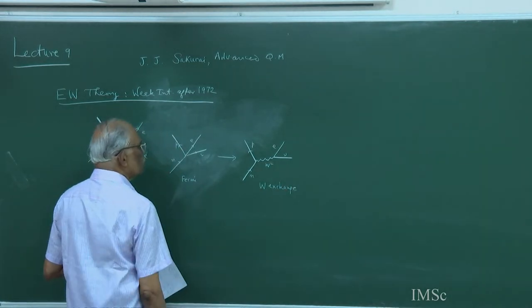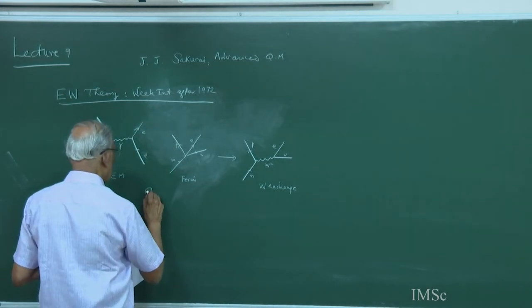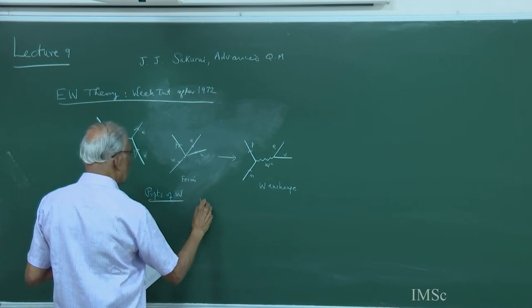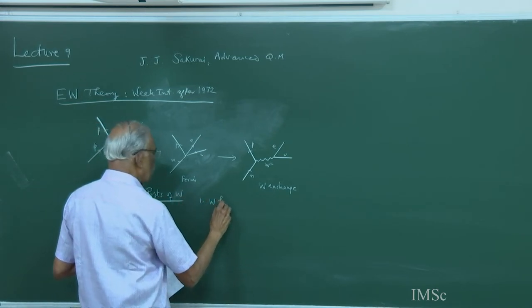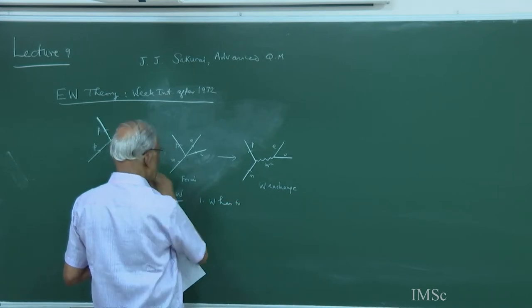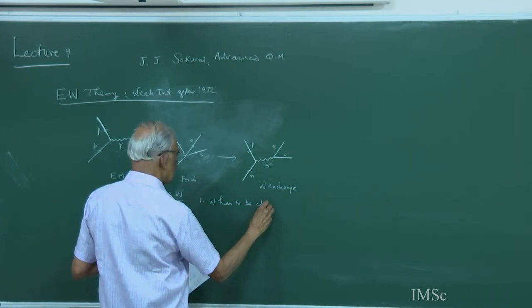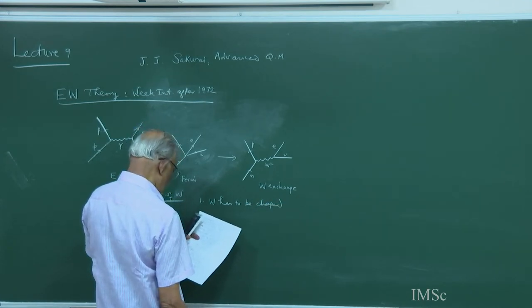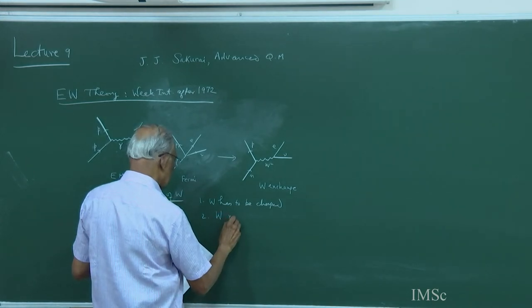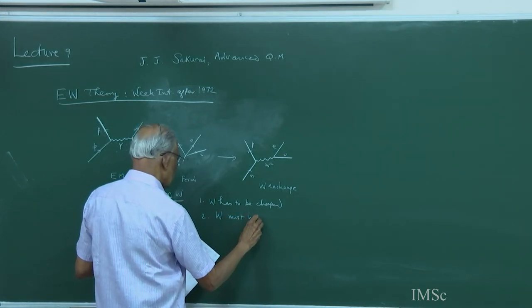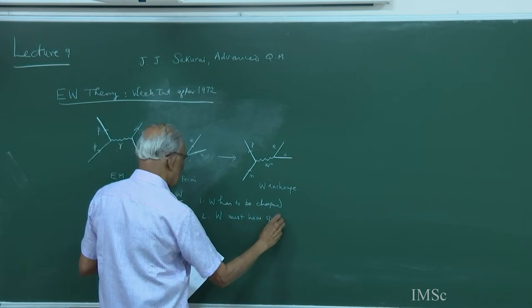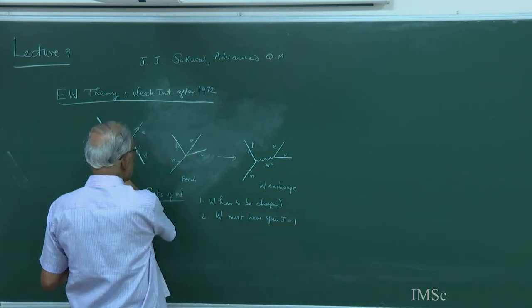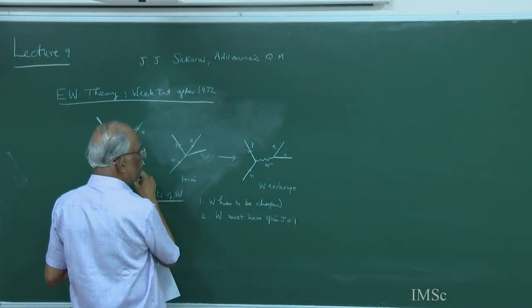What is this W? The properties of W. One, I already mentioned, W has to be charged, in contrast to photon, which is uncharged. Second, W must have spin J equal to 1, exactly like photon. Because electromagnetic current is a vector current, and Fermi chose, in analogy to that, a weak current.